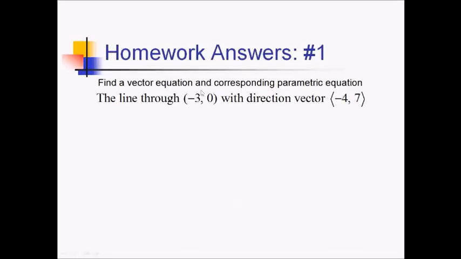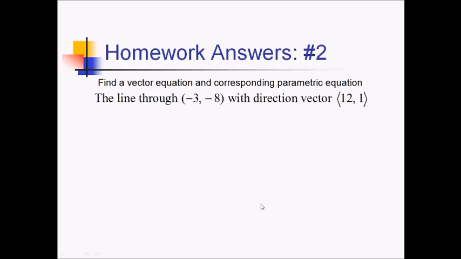For number 1, we're trying to find vector and parametric equations for a line through (-3, 0) with this direction vector. So in general, we want the initial point plus t times the direction vector for the vector equation. So let's just do that. And then for the parametric equation, we're going to just use the x stuff and the y stuff separately. So we have x equals -3 minus 4t, and y equals 0 plus 7t, which we can just write as 7t.